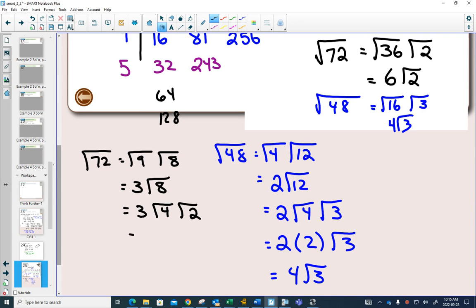It's root 4 times root 2, so it'll be 3 times 2 times root 2. 3 times 2 is 6. So I got the same answer. It just took a little bit longer. So this is the technique with square roots, how we would want to change from an entire radical to a mixed radical.